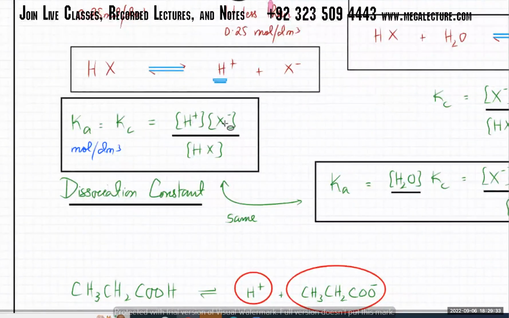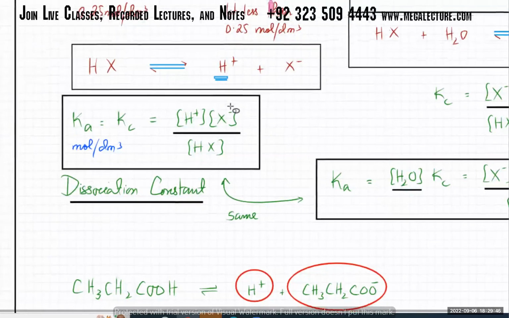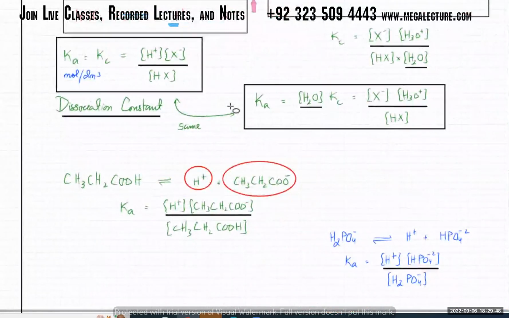So what is the need to write it twice? They have exactly the same value. If this ionizes and, let's say, 0.01 mole per dm cube of H+ is produced, then 0.01 mole per dm cube of X minus will also be produced. So both will be produced in the same quantity.